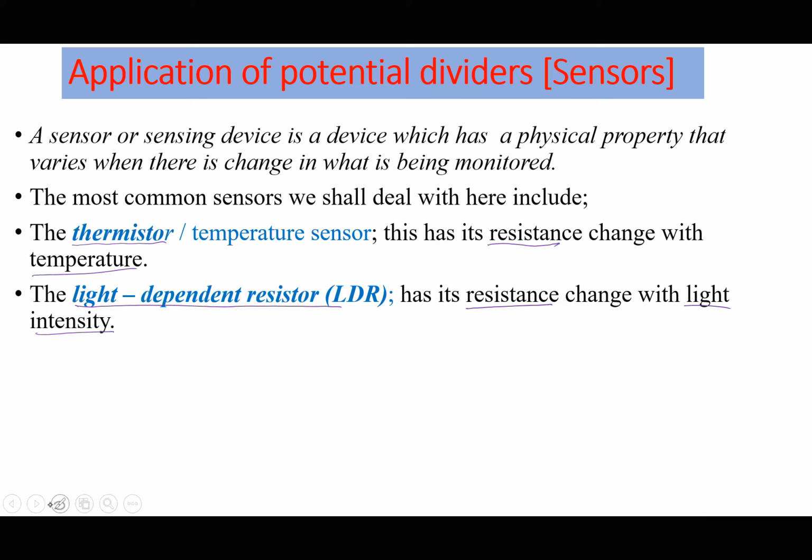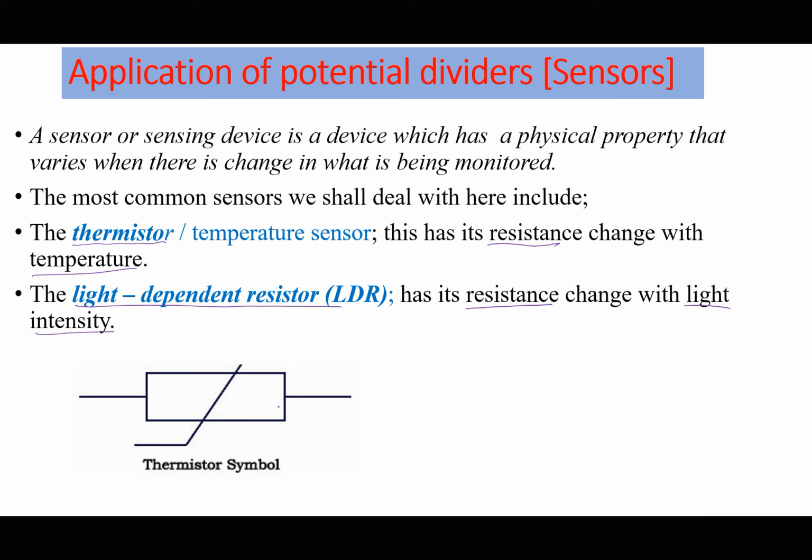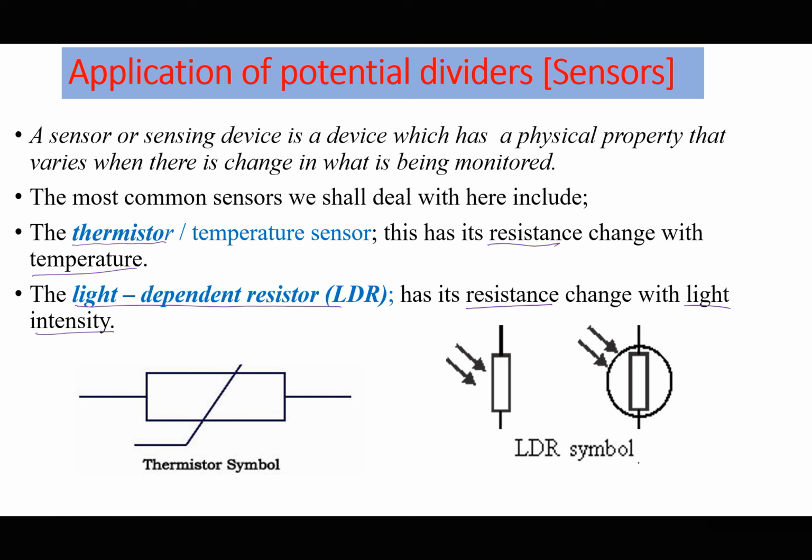The symbol for a thermistor, just to remind those of you who have forgotten the electronic symbols, we showed a thermistor like that. And if you recall, an LDR, we represent like this. So this is the thermistor, and this is the LDR. Sometimes it will be drawn like this, sometimes like this. The arrows are pointing towards the resistor to show that the resistance depends on the light intensity. So these are called sensors because a sensor is a device which has a physical property that varies with the change in whatever is being monitored. Let's begin by exploring a thermistor.